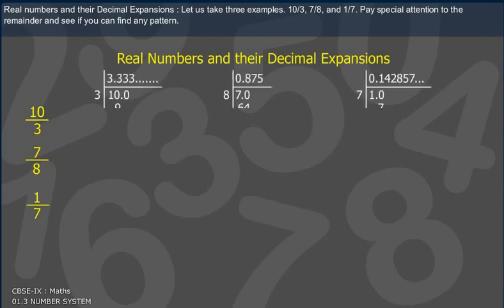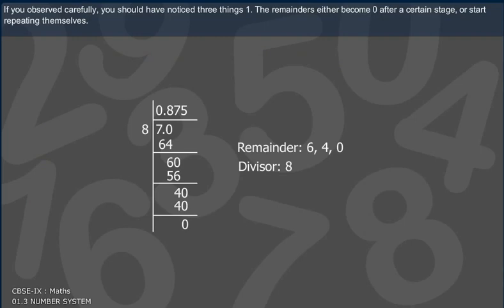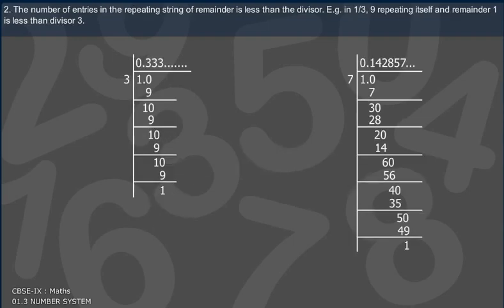Pay special attention to the remainder and see if you can find any pattern. If you observed carefully, you should have noticed 3 things. 1. The remainders either become 0 after a certain stage or start repeating themselves. 2. The number of entries in the repeating string of remainders is less than the divisor. Example, in 1 upon 3, 1 is the remainder repeating itself, and it is less than the divisor 3.